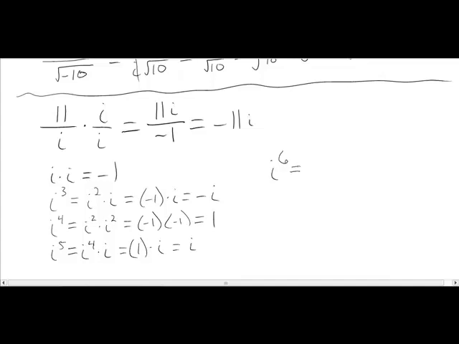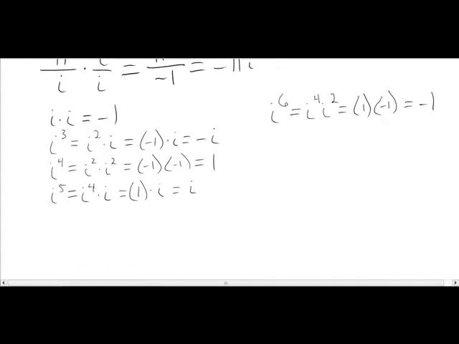Again, you can see what I'm going to do here. I'm going to keep breaking it down into parts that I know. i to the sixth can be rewritten as i to the fourth times i squared. And i to the fourth is 1, while i squared is negative 1. So 1 times negative 1 is negative 1. If you haven't picked it up yet, there's a pattern that's repeating itself. This is really cool with i's. If you don't think it's cool, then I guess you're not a math nerd like me.